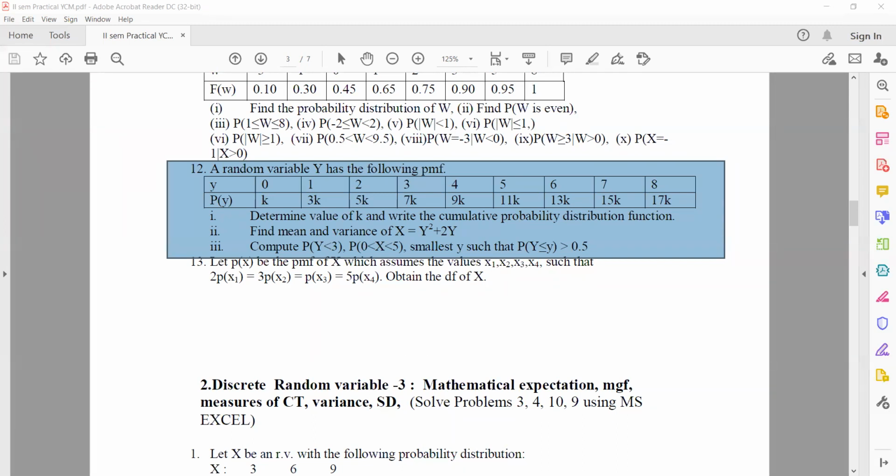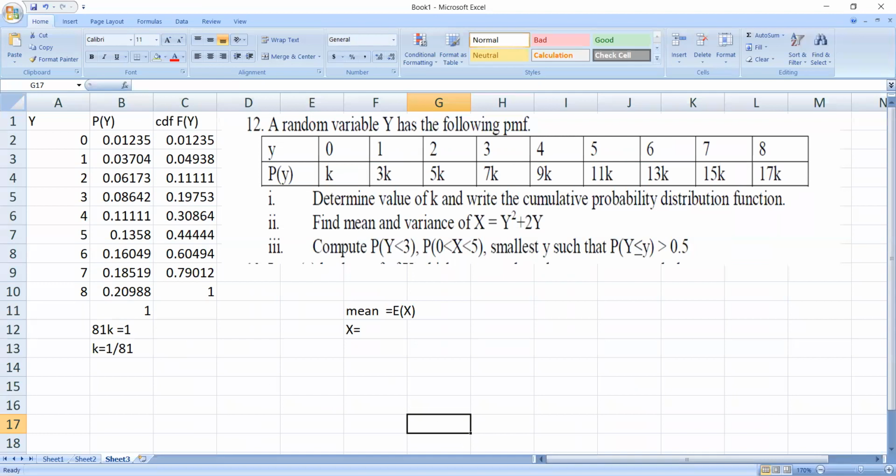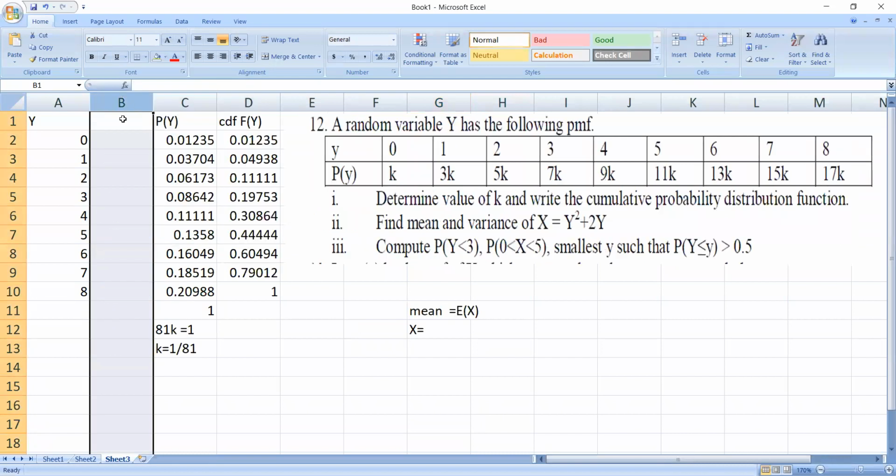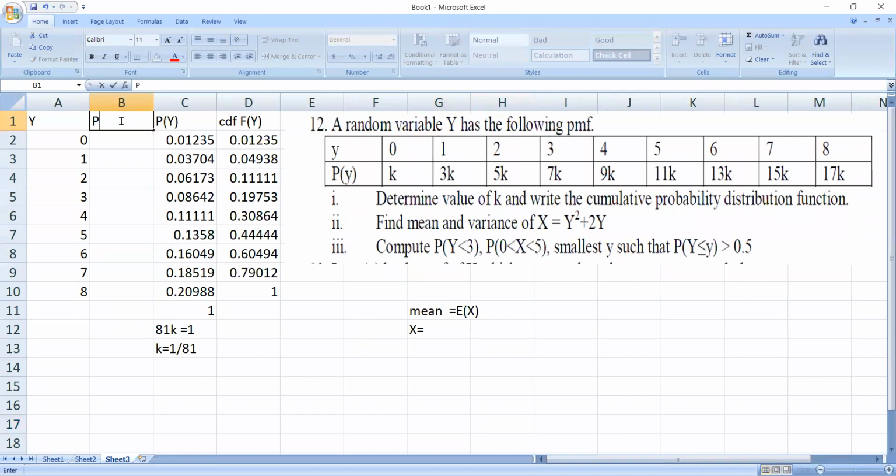Sir, is the Excel sheet visible, sir? Consider. Okay. Now, yes, sir. Yes. So first we obtain the total for our K. So when we add all of 1K, 2K and so on, 81K comes.